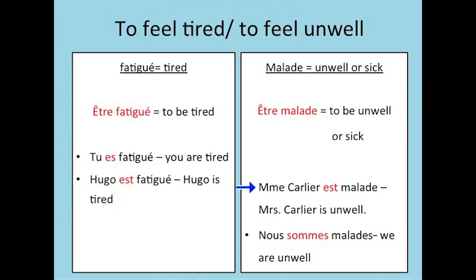So when you say Madame Carlier est malade, it means Mrs. Carlier is unwell. Let me give you another example. Nous sommes malades. This sentence means we are unwell. The auxiliary être is also used when indicating that one is late.